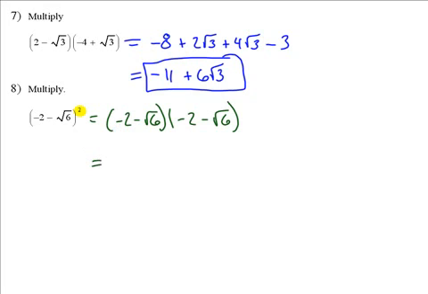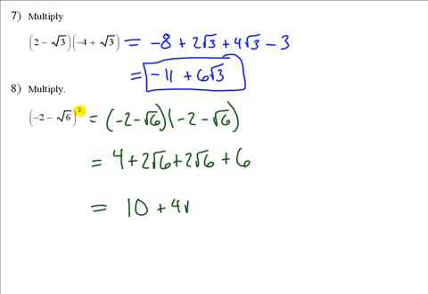So let's go ahead and FOIL this out. Negative 2 times negative 2 is 4. Negative 2 times negative root 6 is positive 2 root 6. A negative root 6 times negative 2 is another positive 2 root 6. And finally, a negative times a negative is a positive. Root 6 times root 6 is 6. Combining like terms, 4 and 6 is 10. Plus, I have 2 root 6, I have another 2 root 6. That's a total of 4 root 6s. And we're simplified on number 8. And that's it.